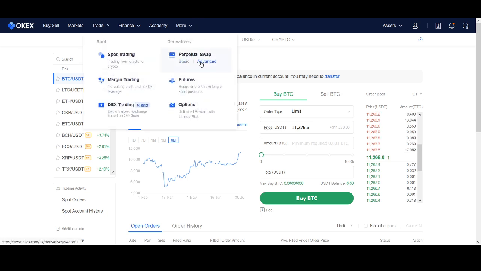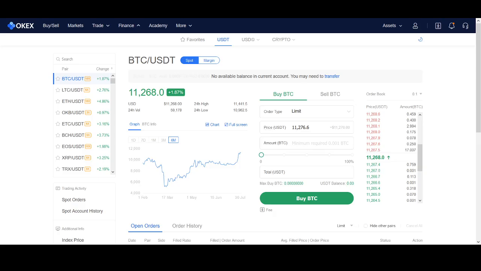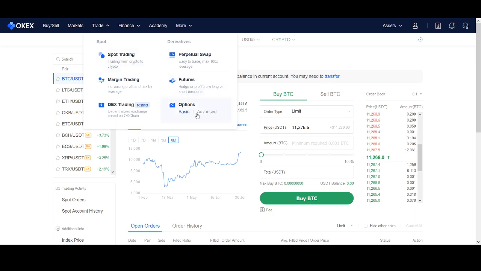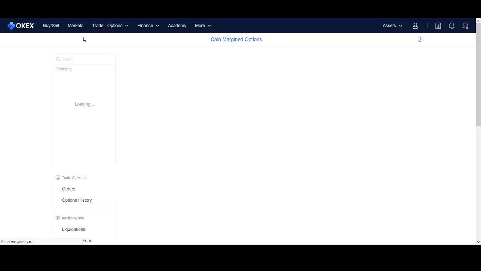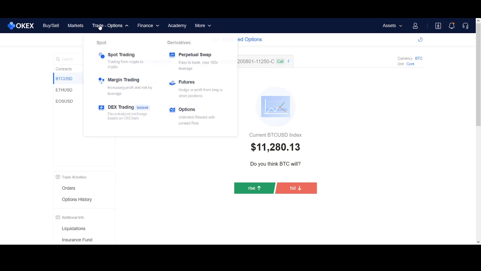I'll talk about perpetual swap as well. I won't touch too much on options because I personally don't know much about options, but I will talk about it just to show you guys what the interface is. So this is the interface. If you're interested in options, you know more than me, let me click on the advanced section.